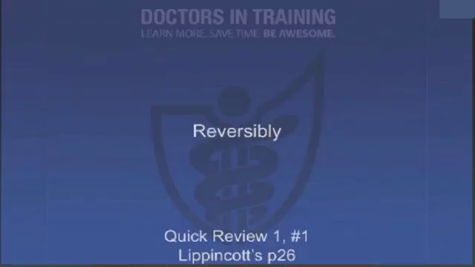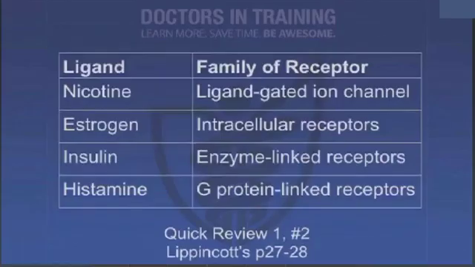Let's get started. Do most receptors bind to their ligands reversibly or irreversibly? The answer: reversibly. To which family of receptors do the following ligands bind? First one, nicotine. That's a ligand-gated ion channel. Estrogen, intracellular receptors. Insulin, enzyme-linked receptors. Histamine, G-protein-linked receptors.